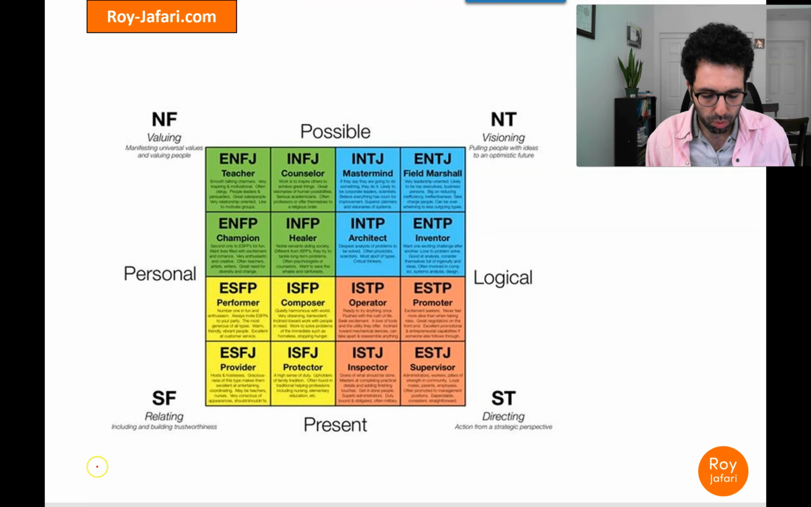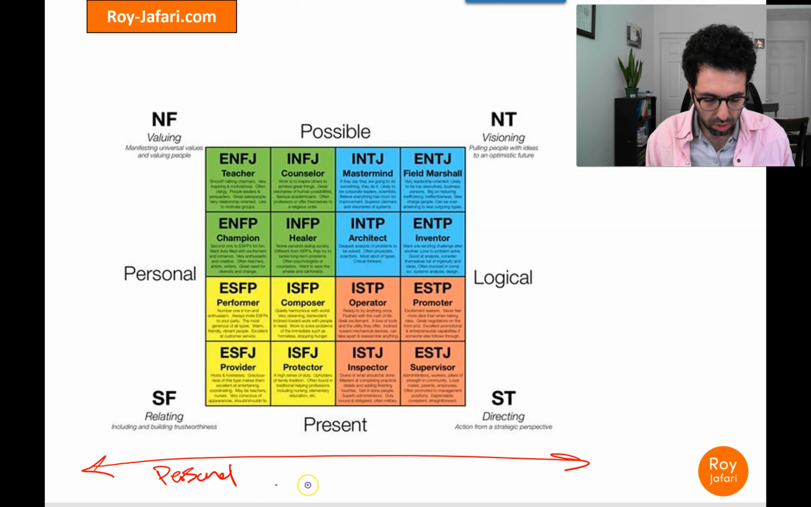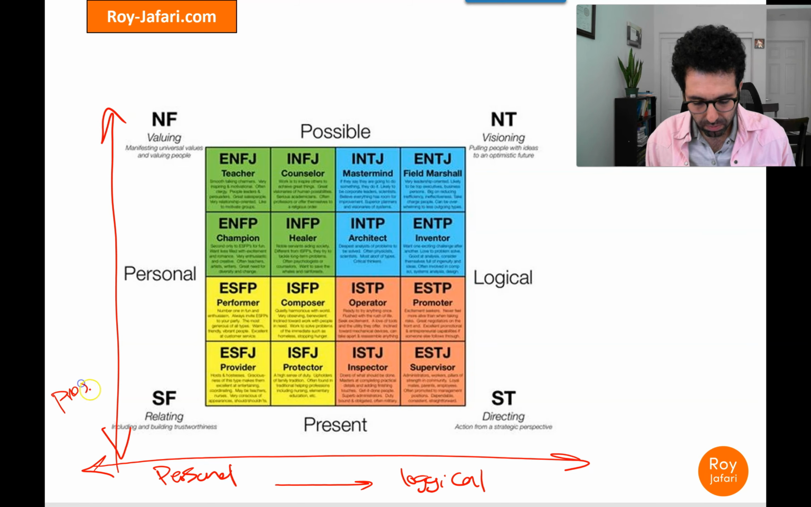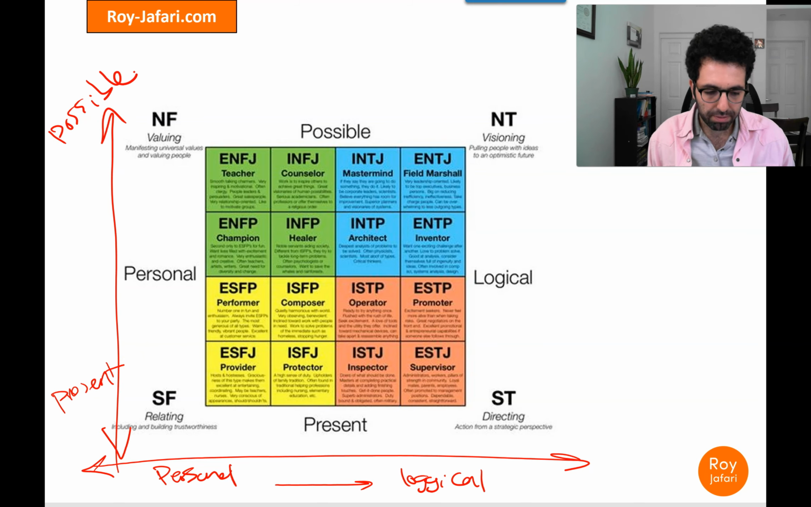So you could see 2 dimensions. There is this dimension from personal to logical, and there is another dimension here from present to possible. And instead of having all these 16 personalities, we could code these based on these two dimensions.